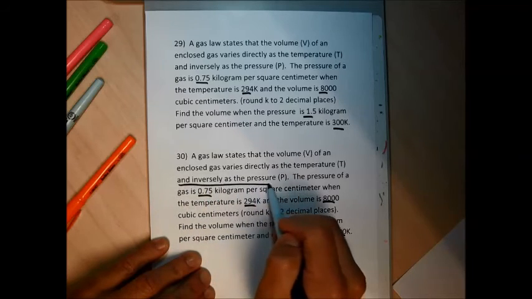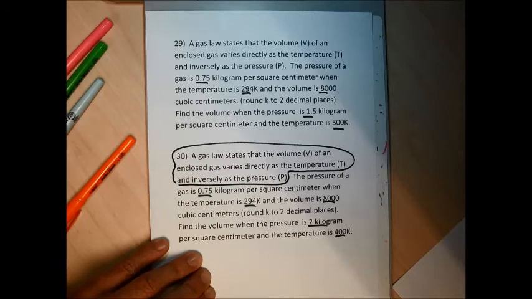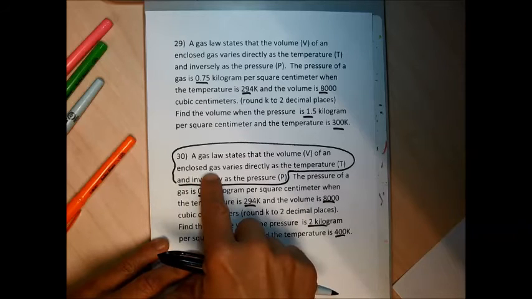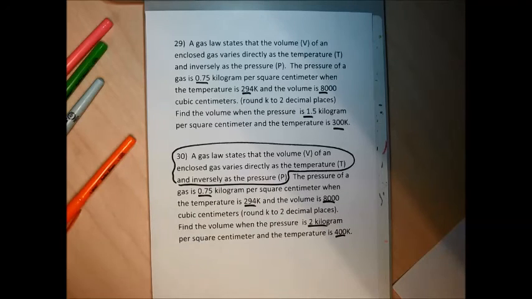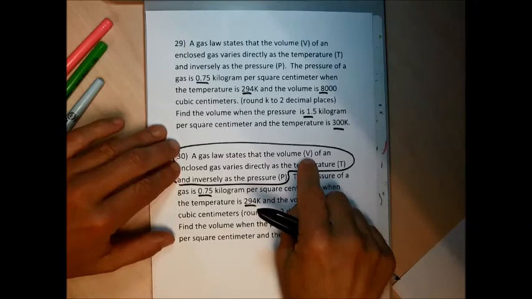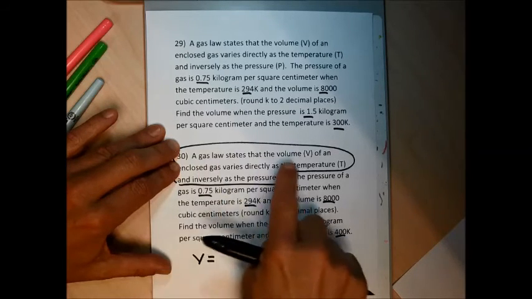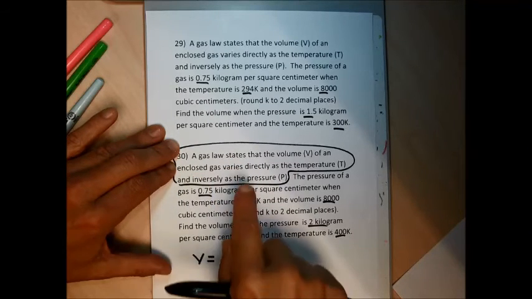So my first step in problem 30 is to create an equation that models the first sentence. It says, a gas law states the volume of an enclosed gas varies directly as the temperature and inversely as the pressure. I don't see any words like square, square root, cubed, or cube root, so I'm not going to have any exponents or radical symbols in this problem. The first letter I run across is the letter V, and that's before any of the inversely or directly words, so I'm going to have a V followed by an equal sign, and that V represents the volume of an enclosed gas.